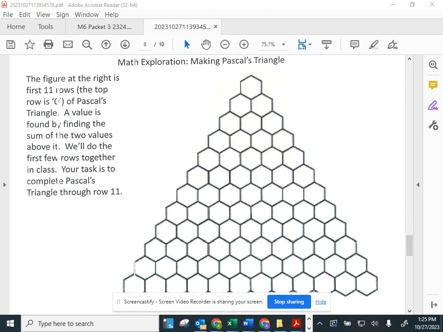Okay? Lucas, is it okay if I do more than the first 11 rows? Sure. This whole thing is 11. You have to have this whole thing filled in. So if you're going to add to the bottom, you can add to the bottom. My answer key just has this triangle filled in.